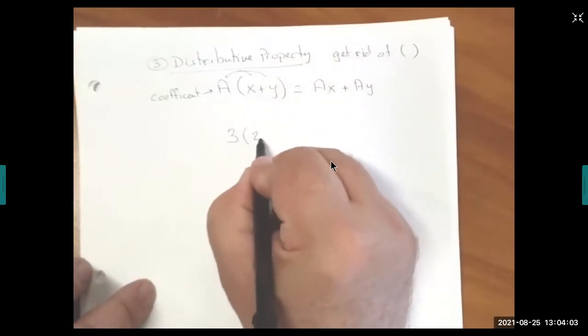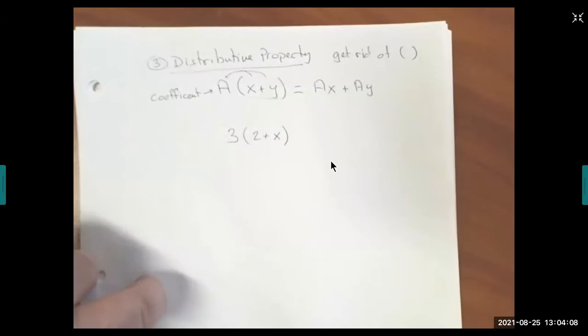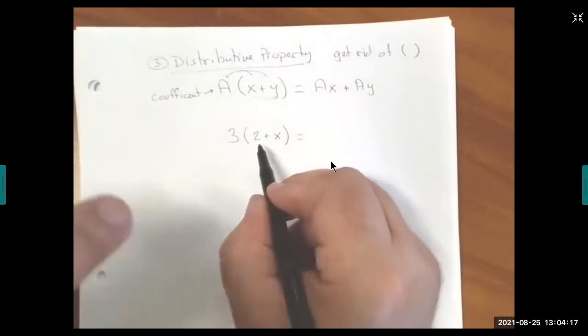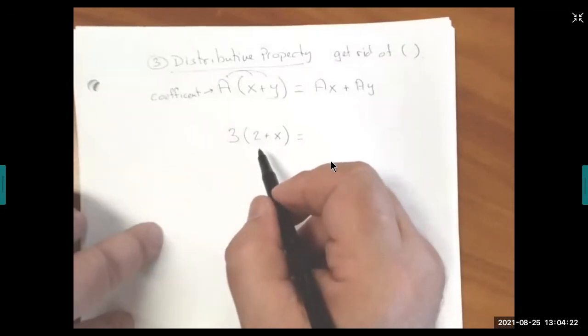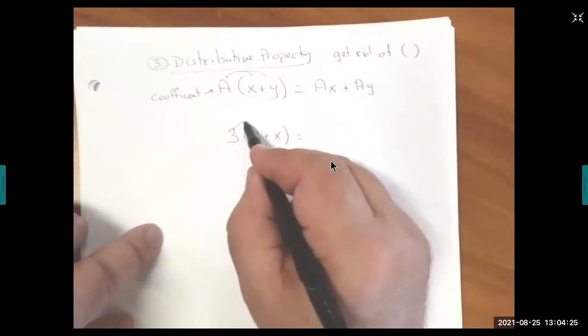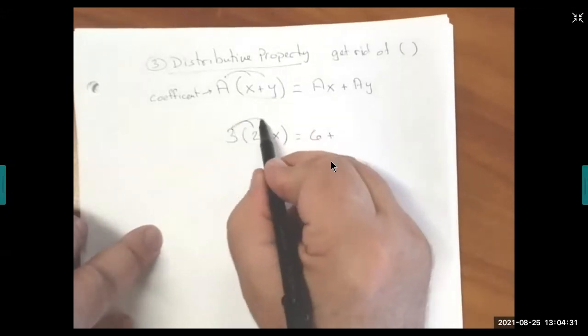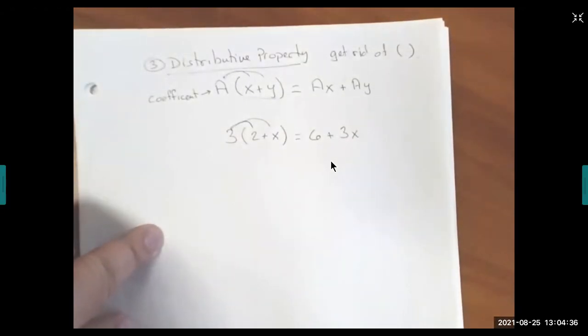For example, if we had this, 3 times 2 plus x, order of operations says do inside the parentheses, but we can't do anything inside the parentheses, so we have to get rid of the parentheses by distributivity. 3 times 2 is 6, plus 3 times x, 3x. So we got rid of the parentheses, and now we can simplify the equation further if possible. So that's the whole purpose of it.